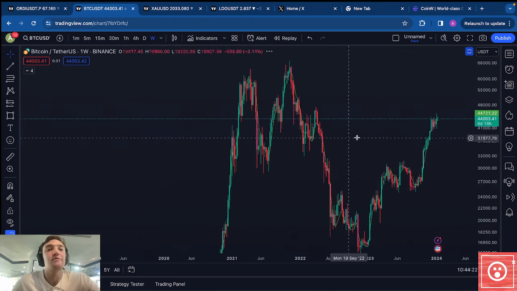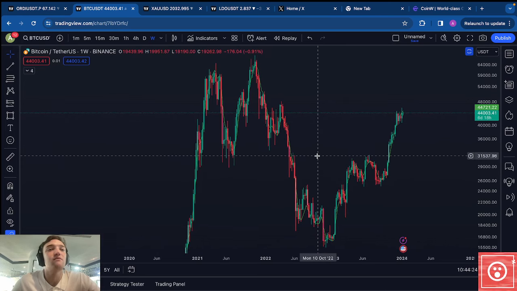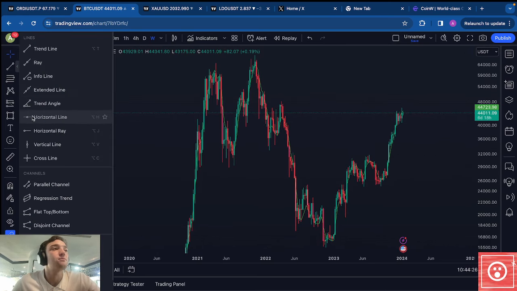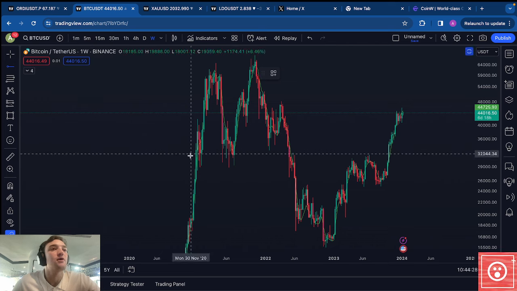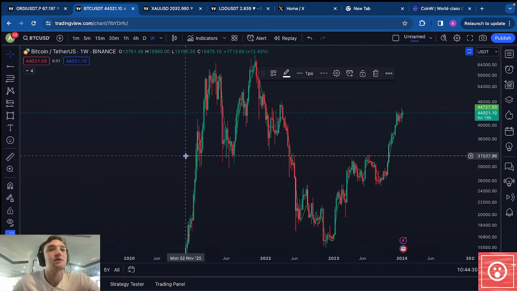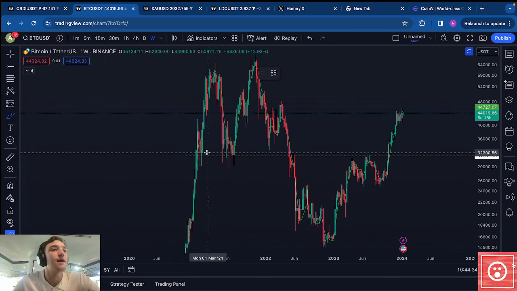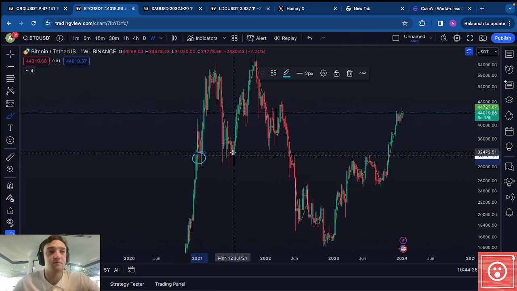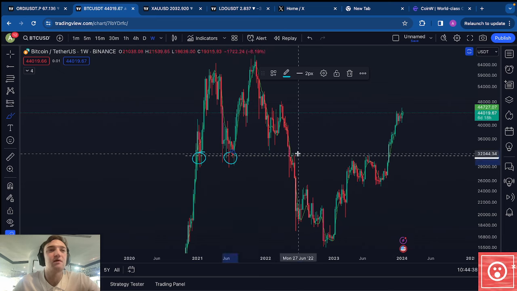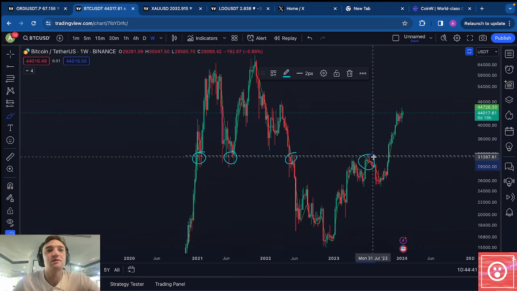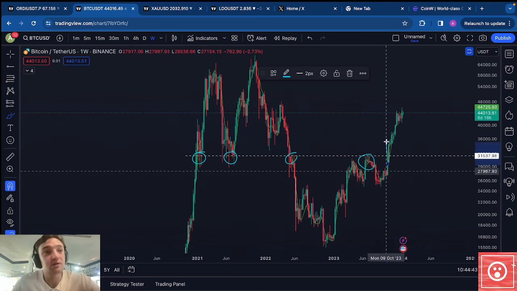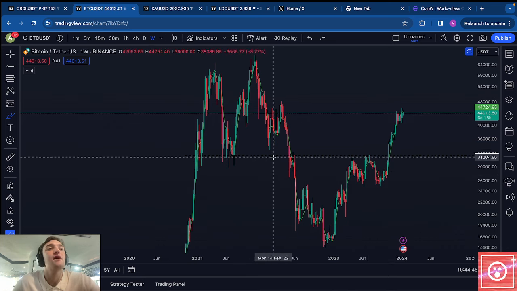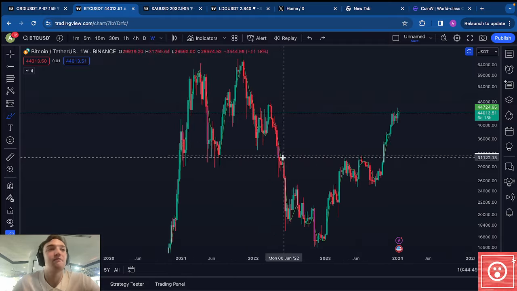So where is a level of resistance? What I can see over here is this level here is a very, very strong level. And why is it strong? Well, we have support over here, then resistance, resistance, and then we break through. So this is our key level for Bitcoin, and that is around 31,300. That's on the weekly time frame.